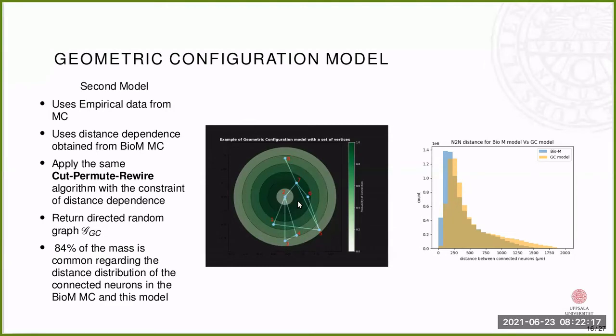And as a point of interest, when we recomputed the distances between these newly connected neurons, we found that we had an 84% mass in common regarding the distance distribution of the geometric configuration model and the BioM microconnectome, which is the highest mass in common that we have for all 4 of our models.